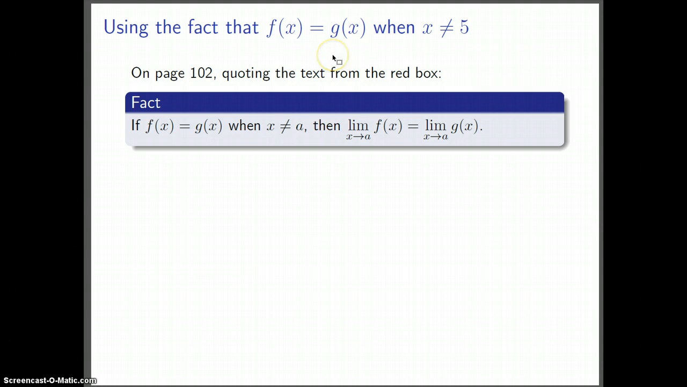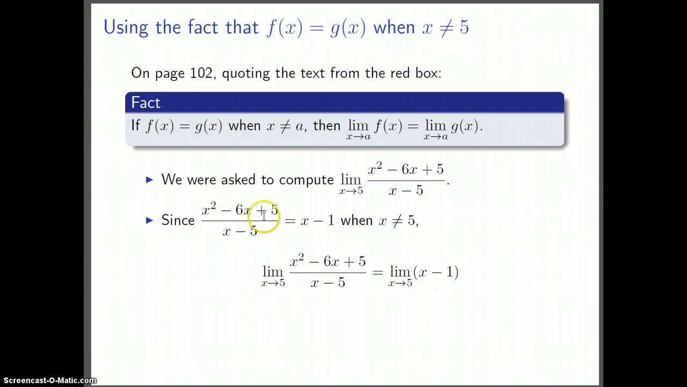This is useful because of this thing on page 102. If you look in the red box there, it says the following: if f of x equals g of x when x is not equal to a, then the limit of f of x as x approaches a is equal to the limit of g of x as x approaches a. So we're really in business. Recall we were asked to compute this limit right here.